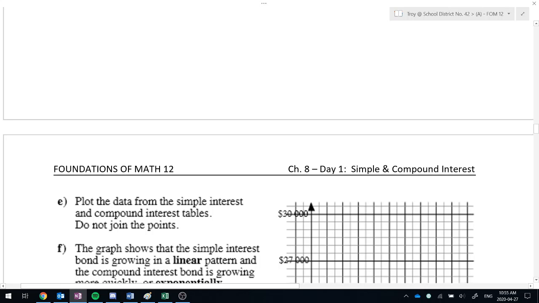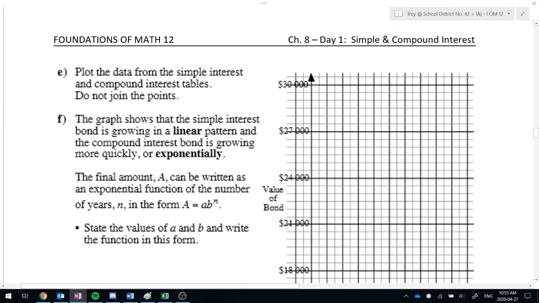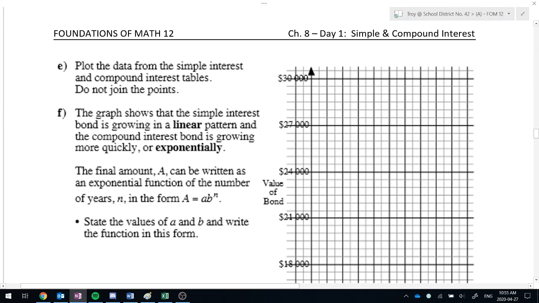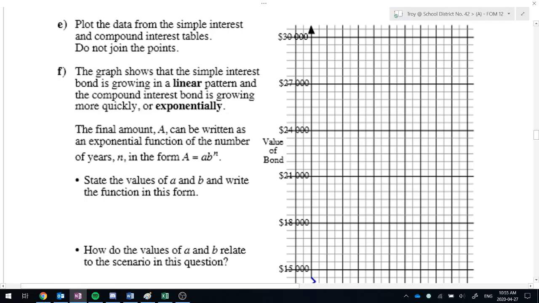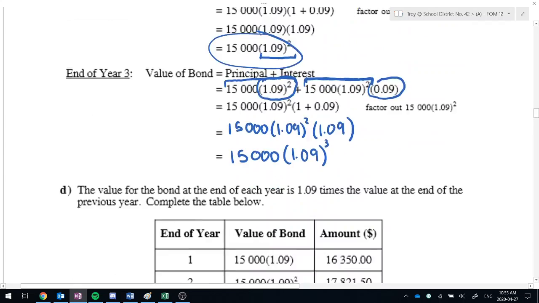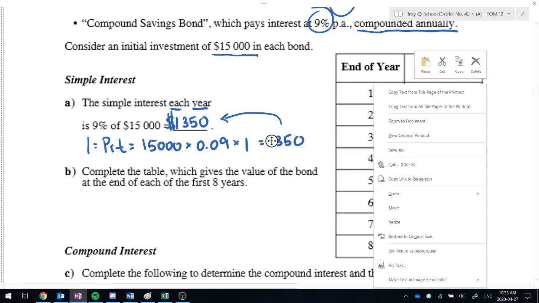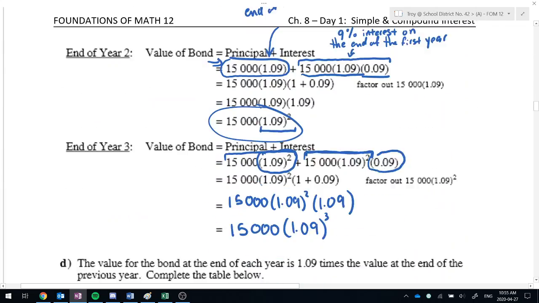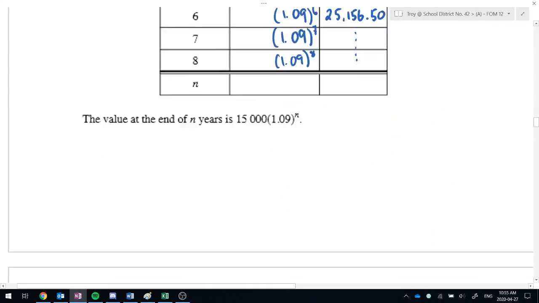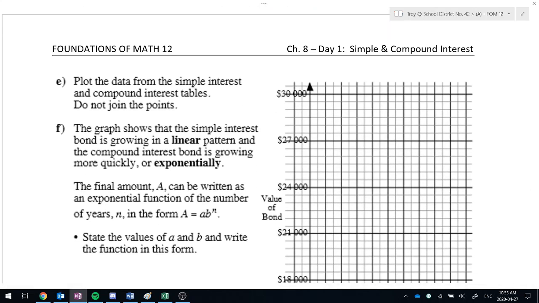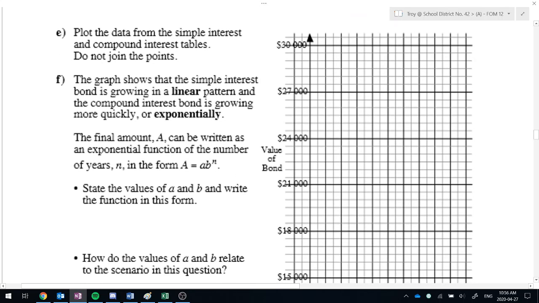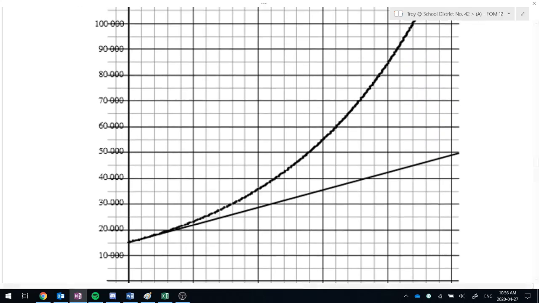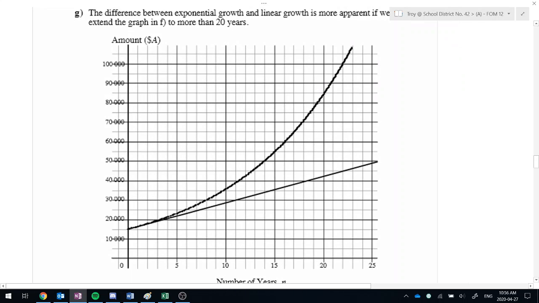So what does that mean? Here, what the exercise wants us to do is make 2 graphs, one for our simple interest that we saw here, and one for our compound interest that we saw here. I'm not going to do that. It's going to take quite some time. What you actually end up getting is something that looks like this. Okay. This graph is extended to 25 years, but the idea is the same.